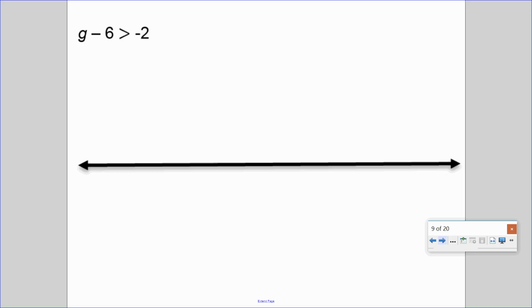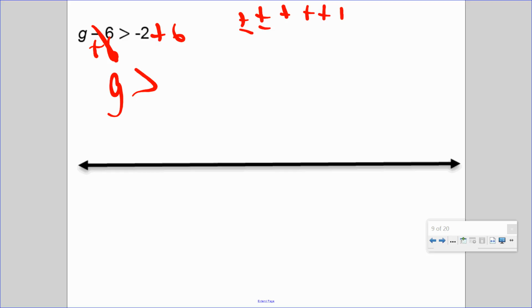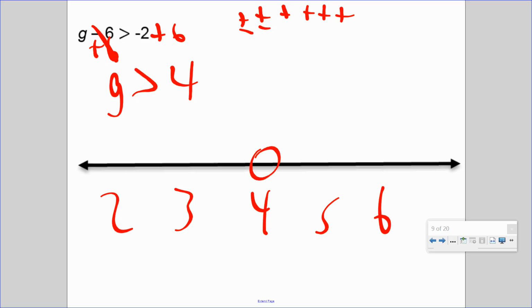Next one, I need to isolate G. What's the inverse of minus 6? Plus 6. Plus 6 does cancel. Negative 2 with 6 positives would be 4. So here's my number line. G has to be greater than 4. But can it be equal to 4? No. So that's why it has to be an open dot. It is not equal to 4, but it could be equal to 4.1, 4.2, 4.3.